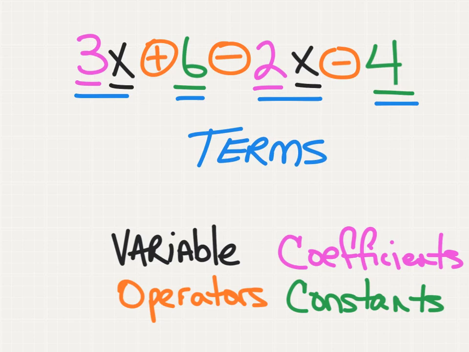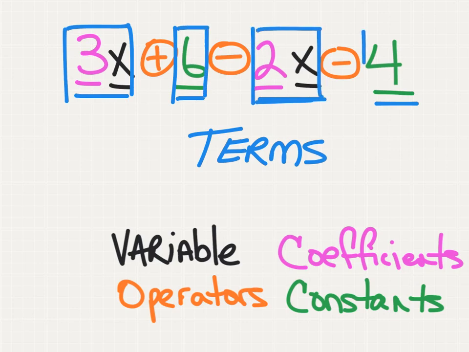So 4 is a constant and a term, just like you can be a boy and a human. The 2x has a coefficient and a variable, but together they make a term, the term 2x. 6 is a constant and a term, and 3x is a coefficient and variable and a term. Terms are every piece of an expression that is separated by an operator. So you'll notice that 3x is separated from 6 by the operator of addition. 6 is separated from 2x by the operator of subtraction. And 2x is separated from 4 by the operator of subtraction. Everything separated by an operator is a term. A term can be made up of variables, constants, and coefficients.